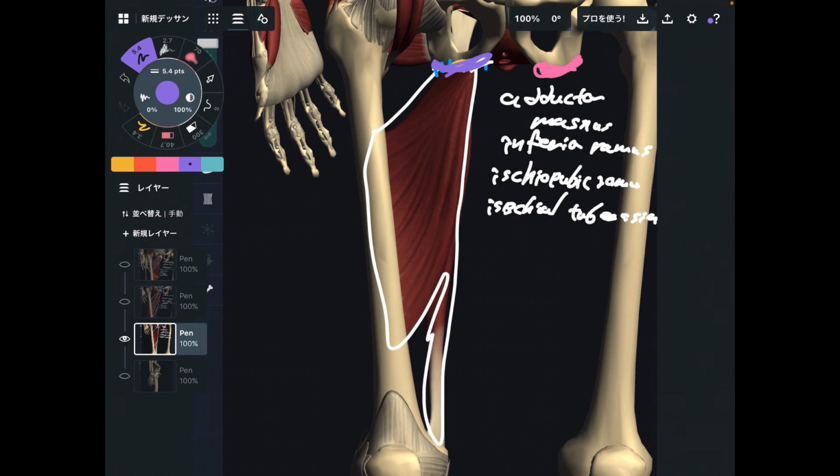It's about here. Insertion is also wide. This is origin and insertion. This is adductor magnus, very wide.